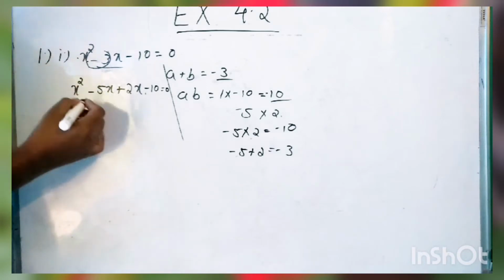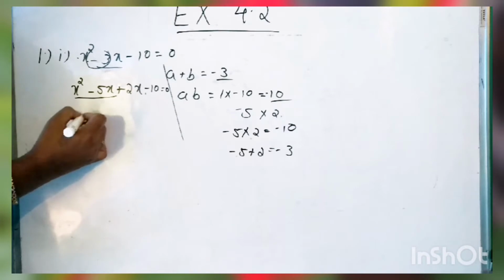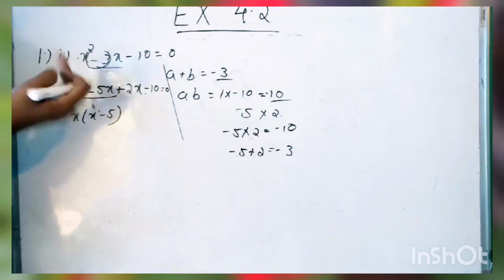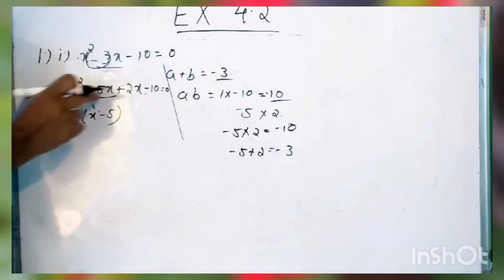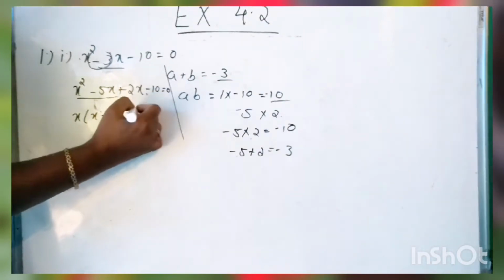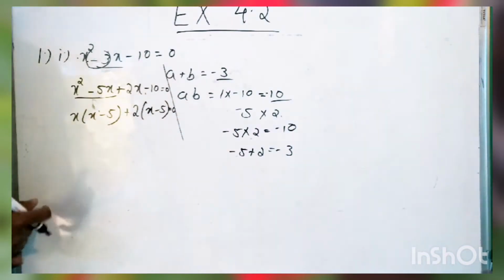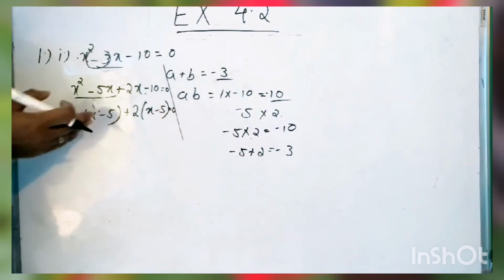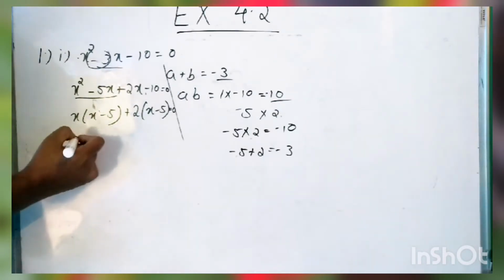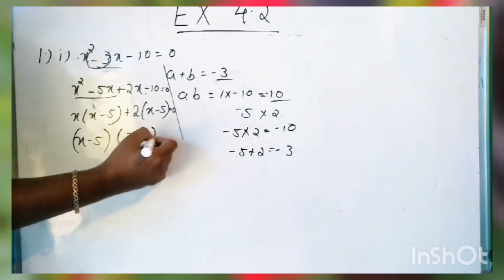Now take x outside from the first two terms. We will get x into x minus 5, plus take 2 common from the next two terms, x minus 5, is equal to 0. Just look at this. We can see that x minus 5 is common. So take x minus 5 common. So x minus 5 into x plus 2 is equal to 0.